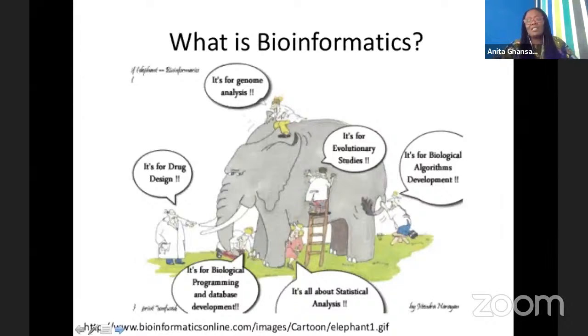Before I even start, I want to ask, what is bioinformatics? Is it for genomics analysis, for evolutionary studies? Is it for biological algorithm development? Is it for drug design? So basically, you can see how we are all scrambling to find our niche on the bioinformatics platform.